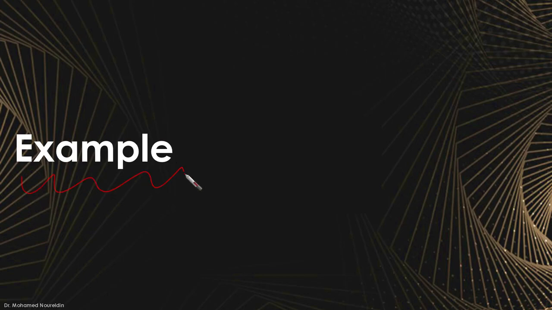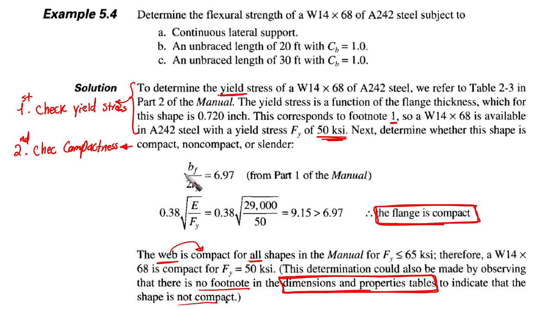Okay, now I think that you are waiting for an example. We have discussed much regarding parameters. Let's go and have an example now. First of all, this example is related to determining the flexure strength of a wide flange W14x68 of A242 steel. This is a little bit new for us. We didn't use it before. We're going to talk about three different cases here.